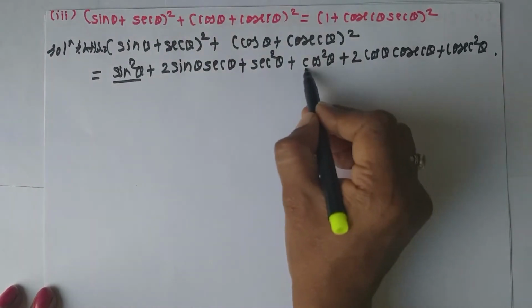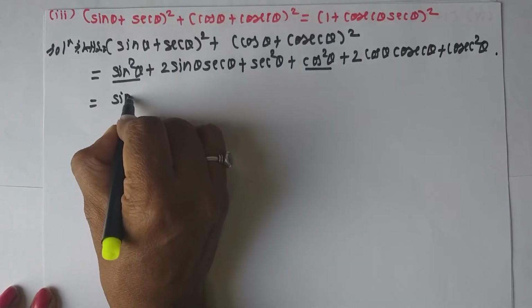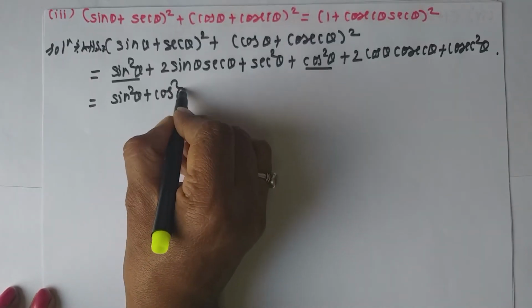Now take these two together in one bracket. This will be sin square theta plus cos square theta.